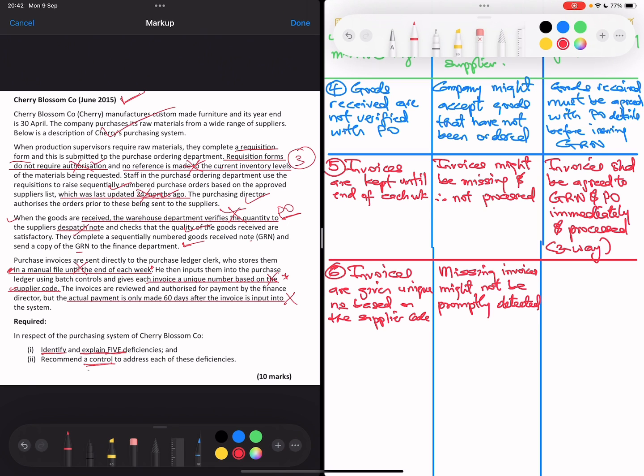Remember, if it is sequential, if you treat 1, 2, 3, and the next invoice you are treating is 15, you'll be asking, what's going on? Where are the other invoices between 4 to 15? Right? So sequential number is very important. So your recommendation will be to ensure that invoices are given sequential number. Please, very important. Very, very important.